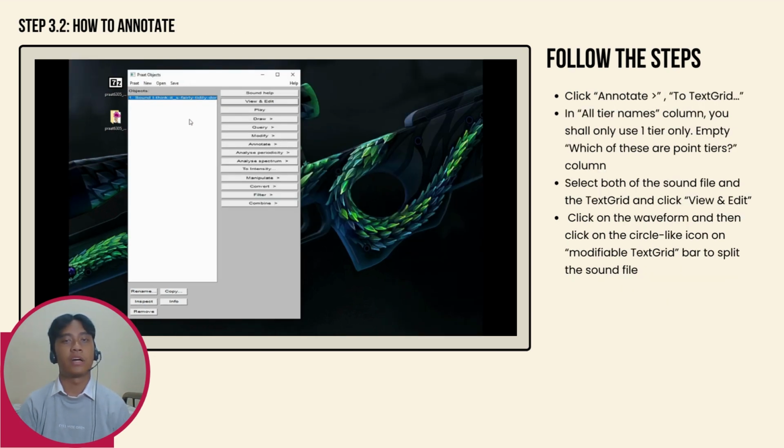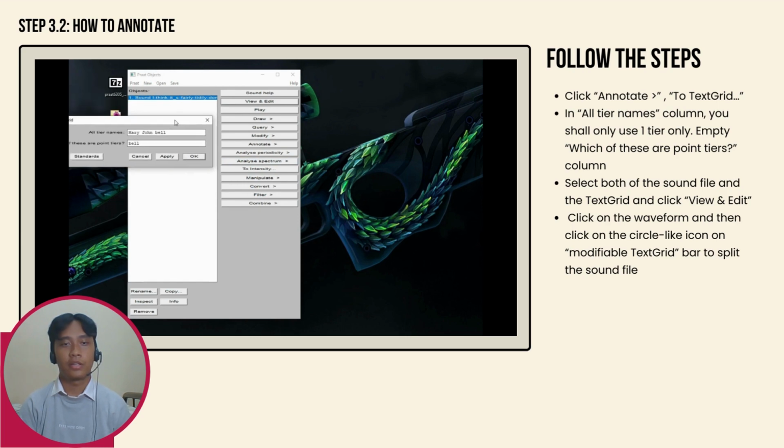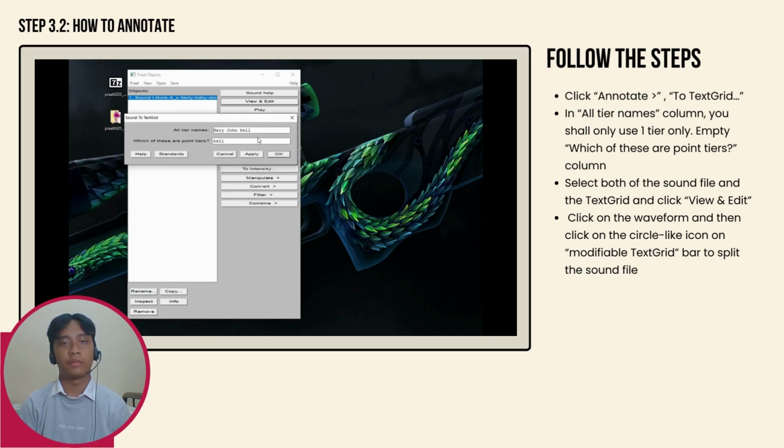Now I'll help you on how to annotate. Firstly, select your sound file in the Praat Objects window and click Annotate, and then click To TextGrid. A new TextGrid window will pop up.